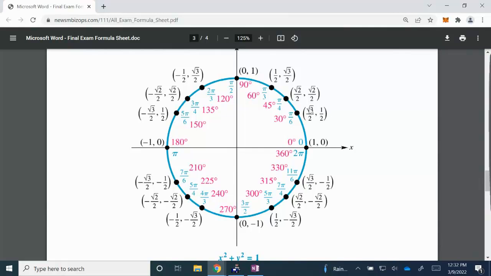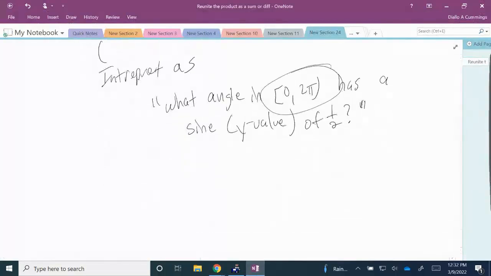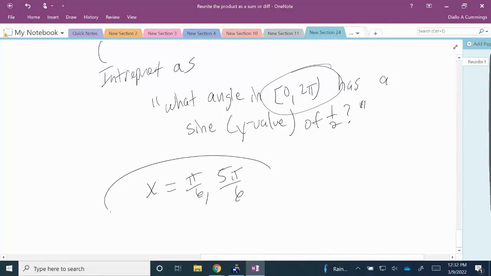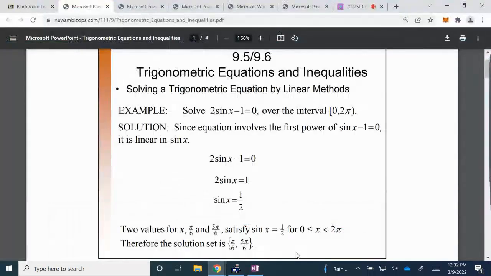So I see that 30 degrees or pi over 6 has a sine value of 1/2. And also 5 pi over 6 has a sine value of positive 1/2. So my two angle measures here are pi over 6 and 5 pi over 6. Right, so the angles x that we want are pi over 6 and 5 pi over 6.